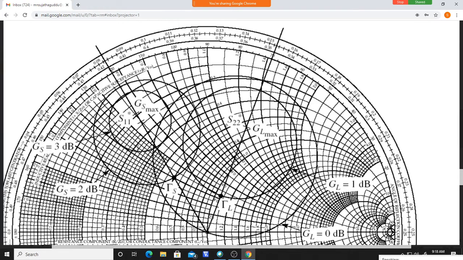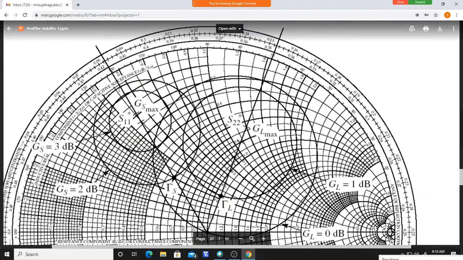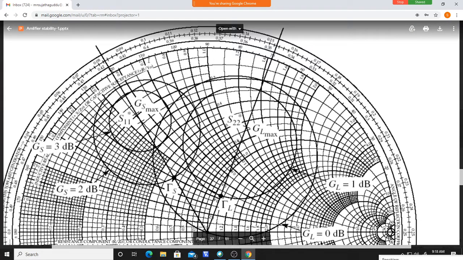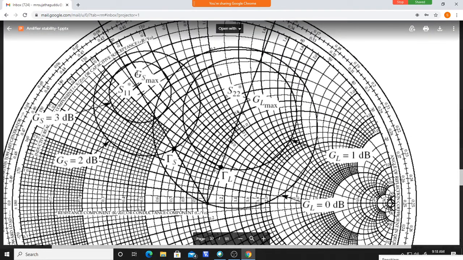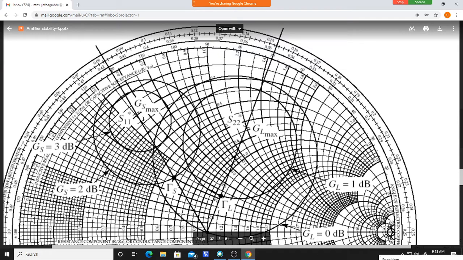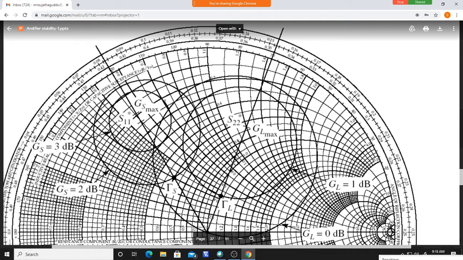So from here, this is 0 degrees. You go like this, to 120 degrees. From the center you should draw a line at 120 degrees. Next you mark the center. I already told how to do this. Then draw the circle like this. So this is the circle for GS equal to 3 dB.